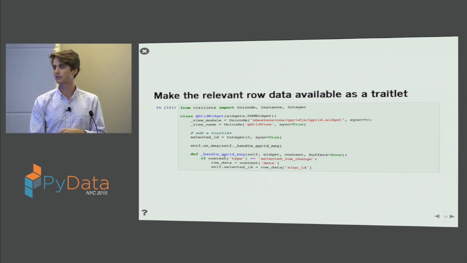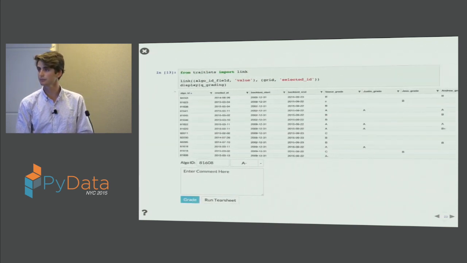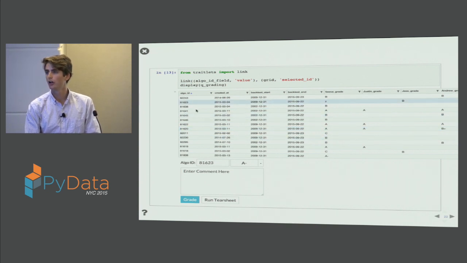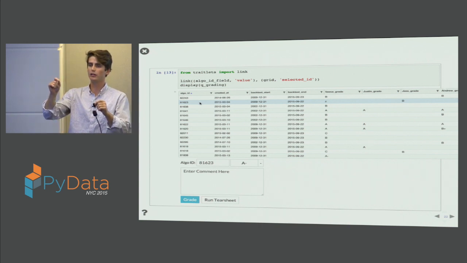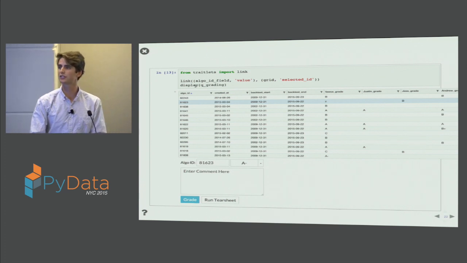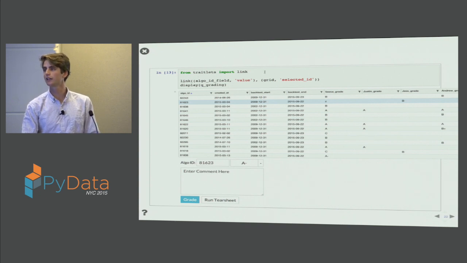So here we're setting up this custom listener, handle QGrid message, receiving our message. If it's of the type we expect, then pull out the row data, pull out the algo ID from the row data, and set it to that selected ID traitlet, which we'll be able to access from a variety of places. And so now, when we click in our QGrid, the value of the algo ID becomes available in the Python model. It's set to the value of that selected ID traitlet, and we're using this link function, which comes with traitlets, to link the value of that selected ID to the value of the algo ID field here.